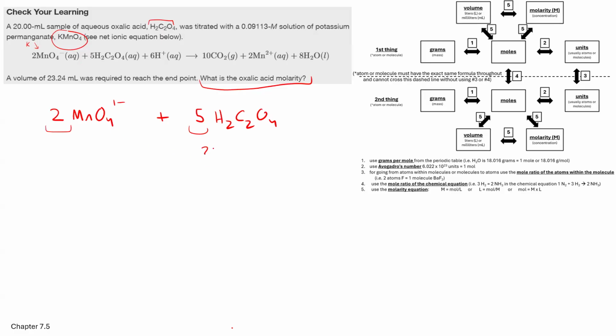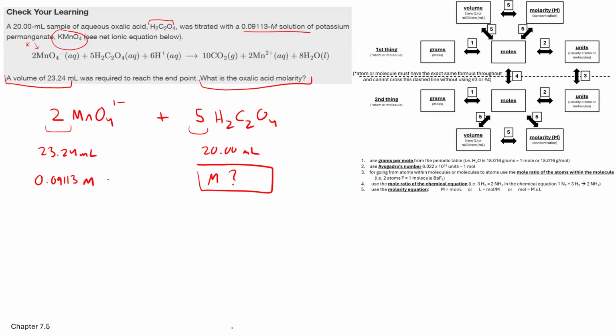They say it's a 20.00 milliliter sample of oxalic acid, and it was titrated with 0.09113 molar solution of potassium permanganate. And it says a volume of 23.24 mL was required to reach the endpoint. What is the oxalic acid molarity? That in itself was hard, taking these words and making them into some sort of number format so we can use them in our flowchart.